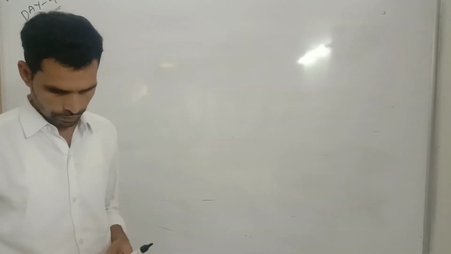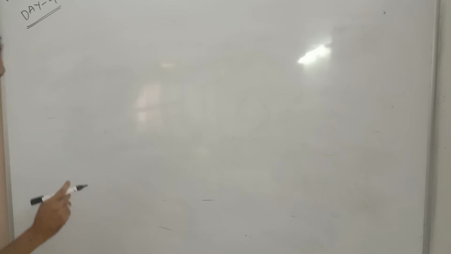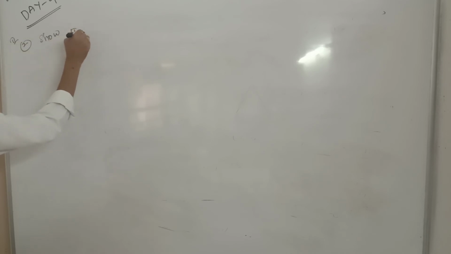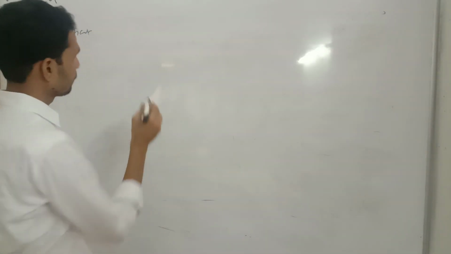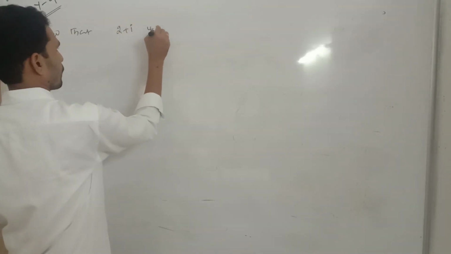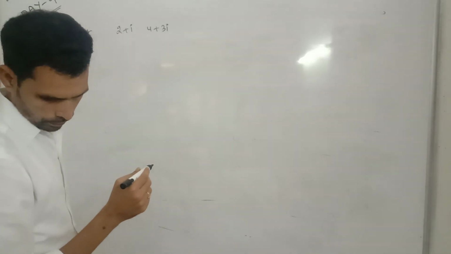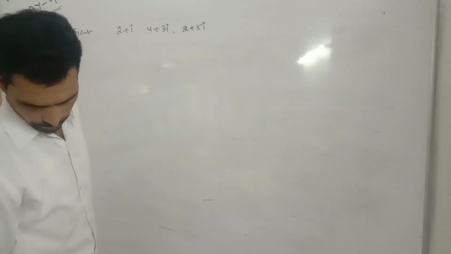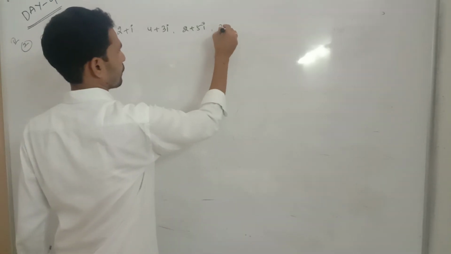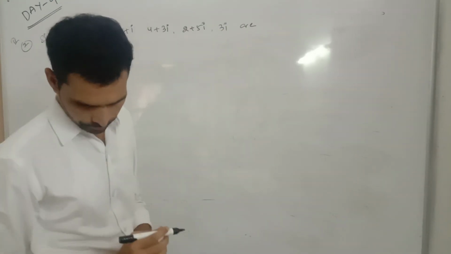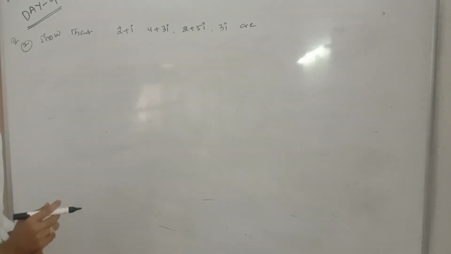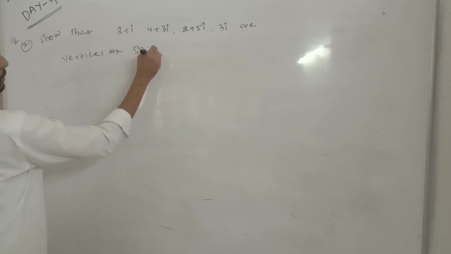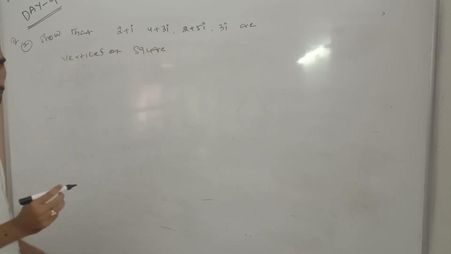Next one, second problem. To show that 2 plus i, 4 plus 3i, 2 plus 5i, and 3i are the vertices of a square. Square means all sides are equal.